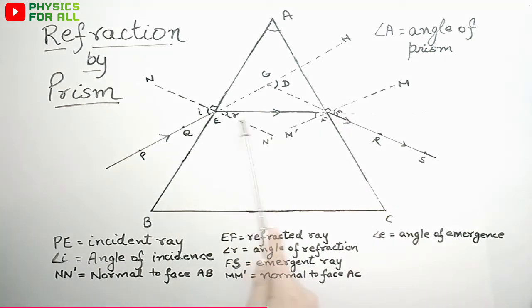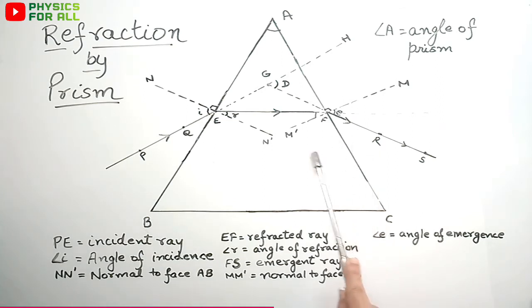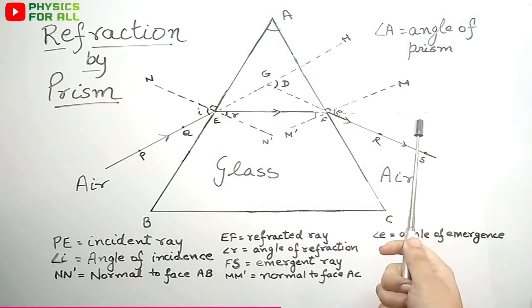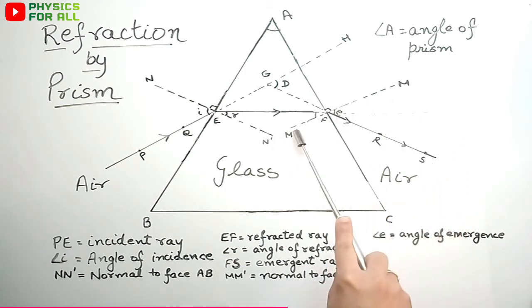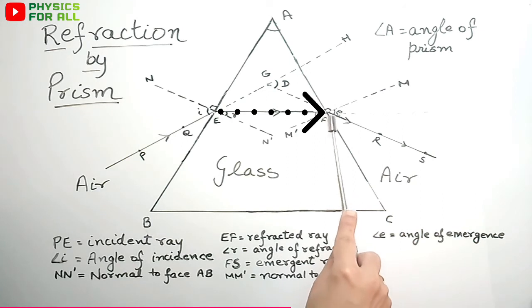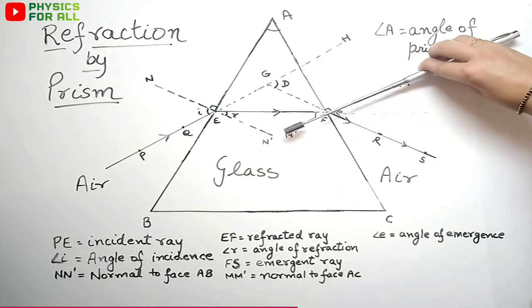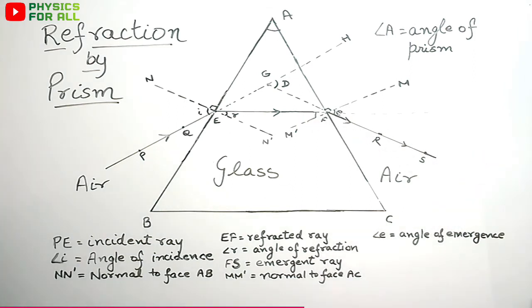As you can see, it would have gone straight, but since there is a change of medium, this is our glass and this is our air, so it will suffer refraction. Instead of going straight like this, and this MM dash is our normal, it is bending away from the normal. See, it would have been like this, and here we have the normal. So instead of going like this, it is moving away from the normal because it is moving from denser to rarer medium. Our FS is the emergent ray because it is emerging out of the prism.